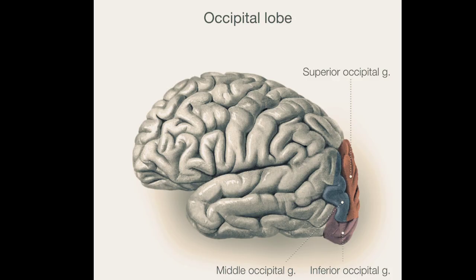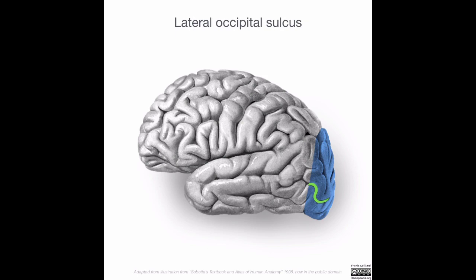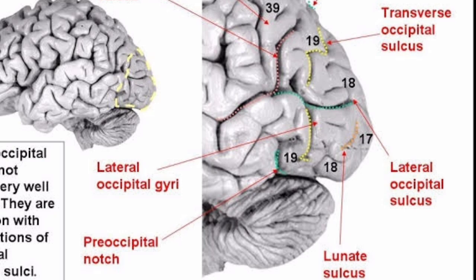Occipital lobe is a small area behind the parieto-occipital sulcus. 3 gyri are present in an occipital lobe. They are superior, middle and inferior occipital gyri. The main sulcus in the occipital lobe is lateral occipital sulcus. Other 2 sulci present in the occipital lobe are transverse occipital sulcus and lunate sulcus.